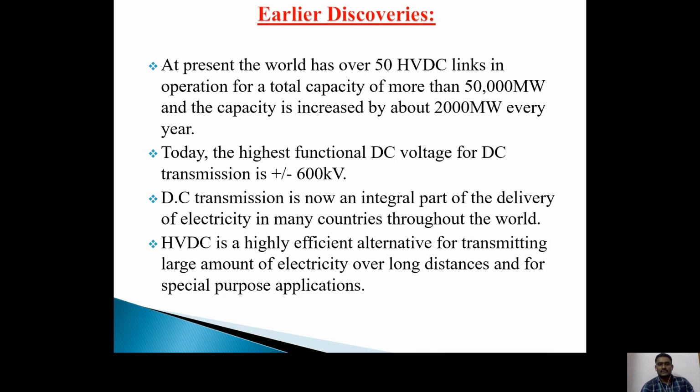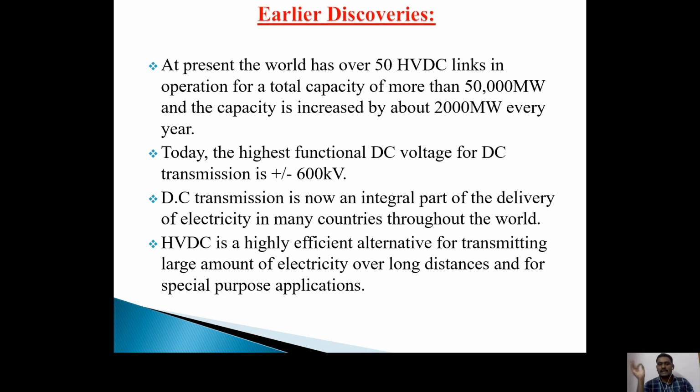Today the highest functional DC voltage for DC transmission is plus or minus 600 kilovolts, and now we are using plus or minus 800 kilovolts also, or 750 kilovolts. That is the highest functional DC voltage for DC transmission. DC transmission is now an integral part of the delivery of electricity in many countries throughout the world.